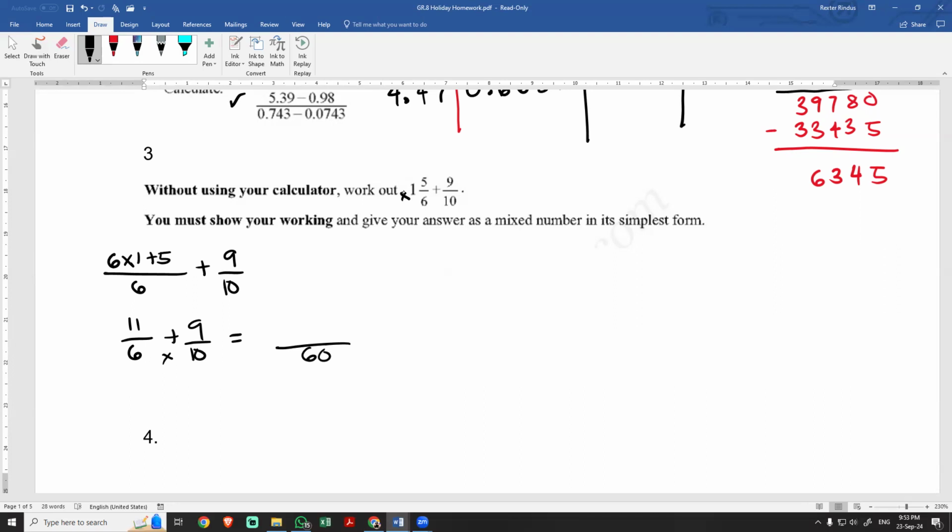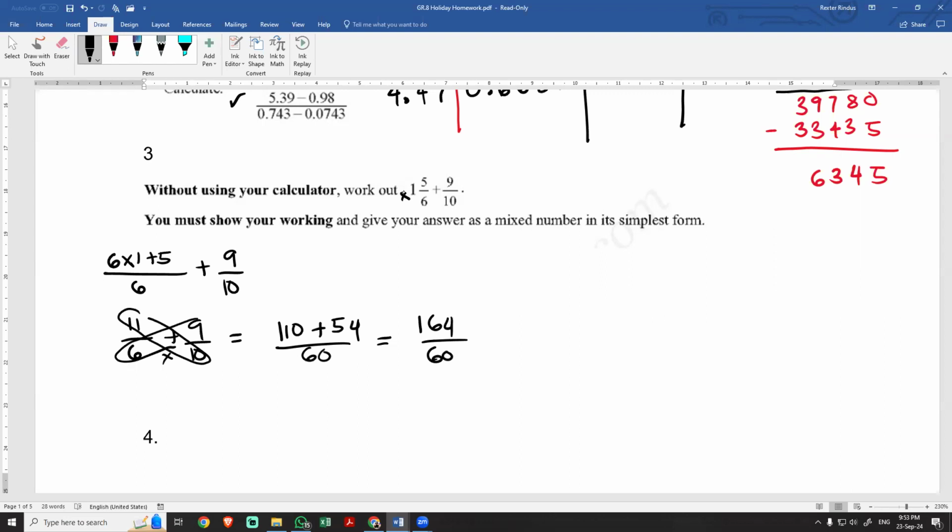Then after that, you need to cross multiply. If you cross multiply, that will become 110 plus this will become 54. So that's the case. Again, this is not the only method, and this actually makes the number bigger, but it's still manageable if you look into it. So right now, 110 plus 54 is going to be 164 over 60.